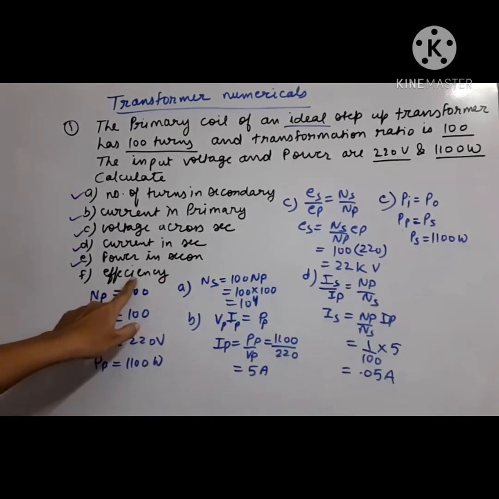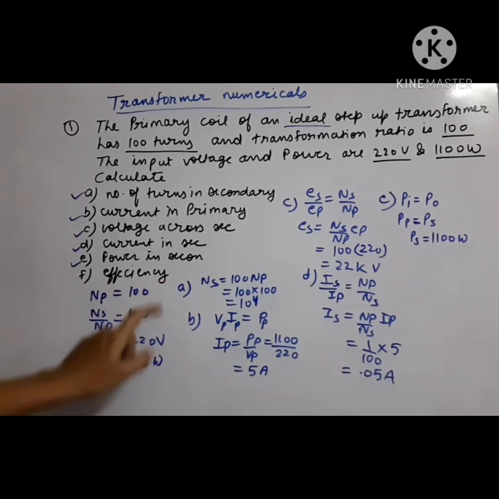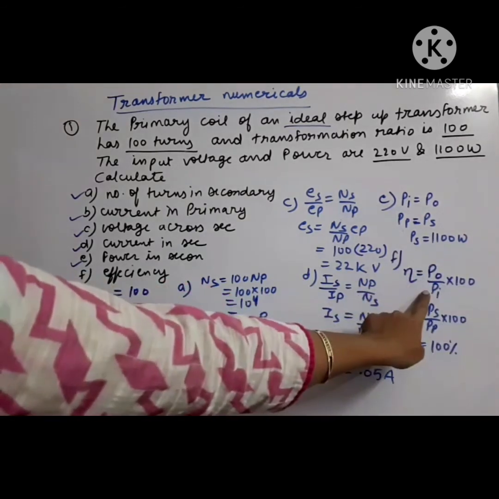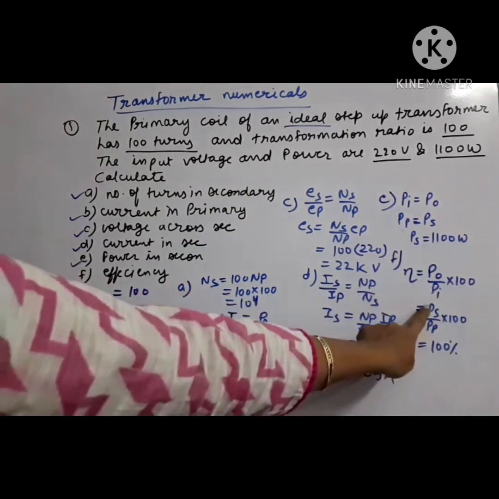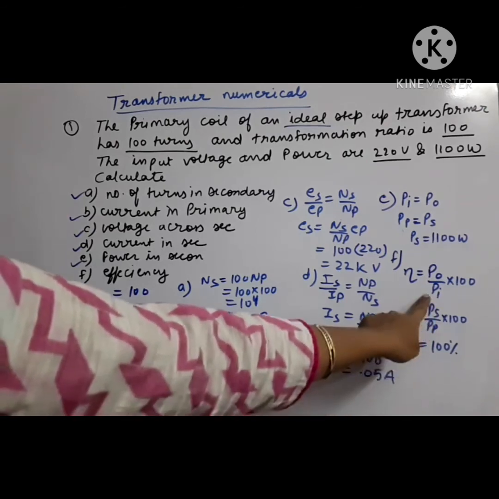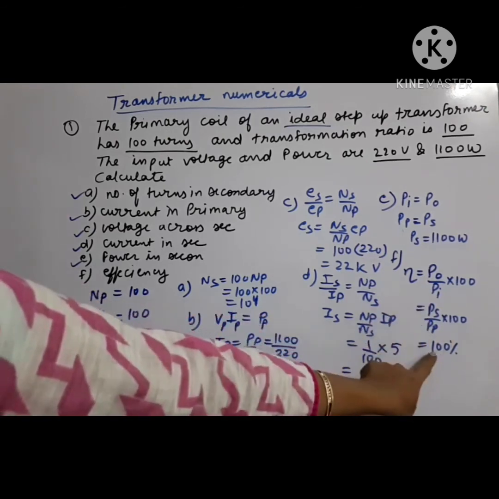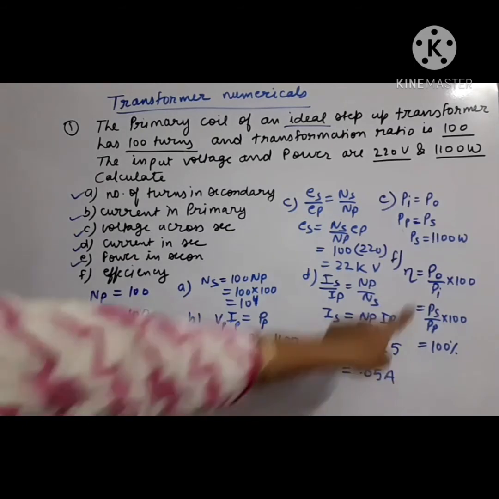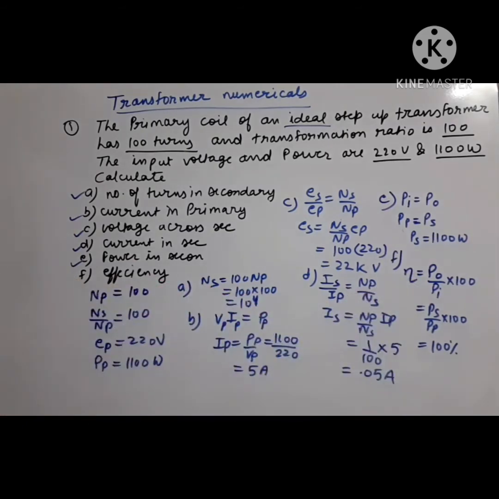Now efficiency. The efficiency formula is power out upon power in into 100. Power out upon power in, you can also write as power in secondary upon power in primary. Both are equal already. That's why the efficiency will come to 100%. We denote it by the eta symbol. Note down this question. We are proceeding to the next question now.